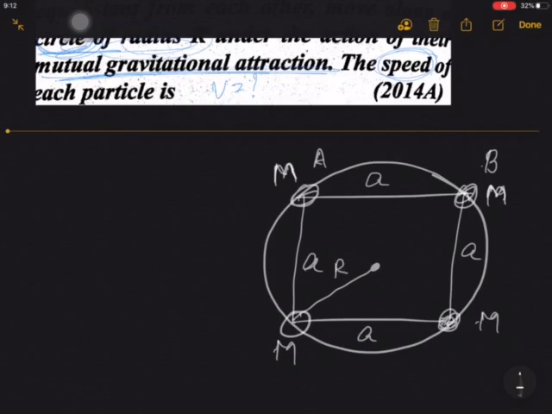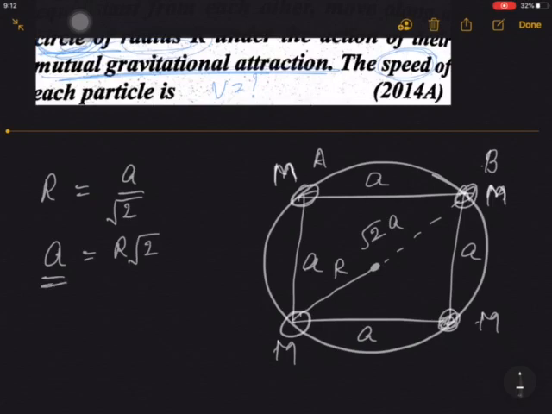लेकिन इस सर्किल का रेडियस r होता है, लेकिन यहाँ से यहाँ तक कितना होता, √2. You will get r is equal to a by √2 and a is equal to r √2.